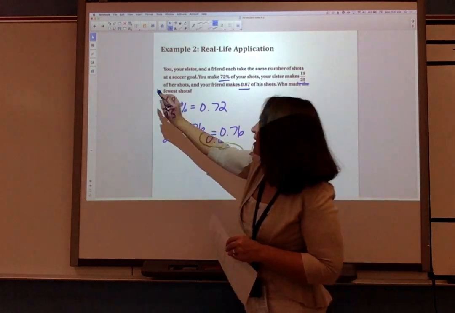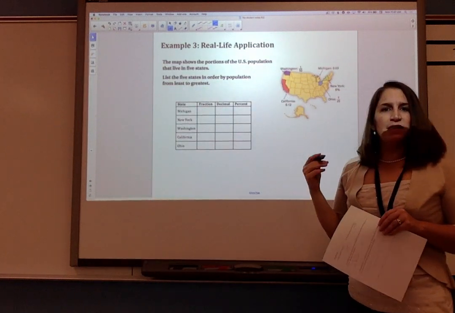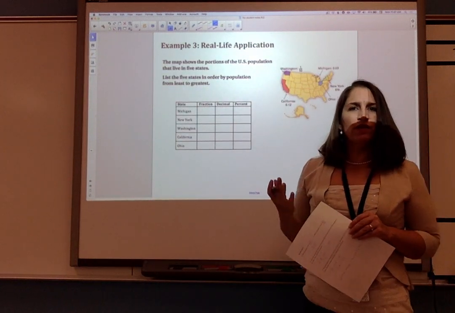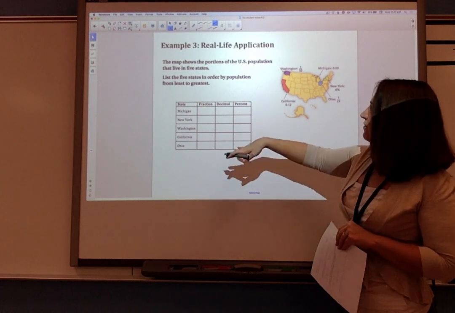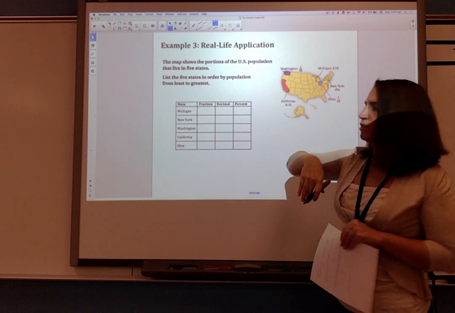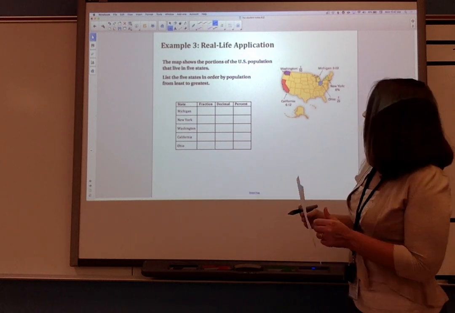All right, let's look at the next example. We have a map of the United States that shows the portions of the U.S. population that live in 5 different states. So list the 5 states in order by population from least to greatest. So I put this table on here to help us out.